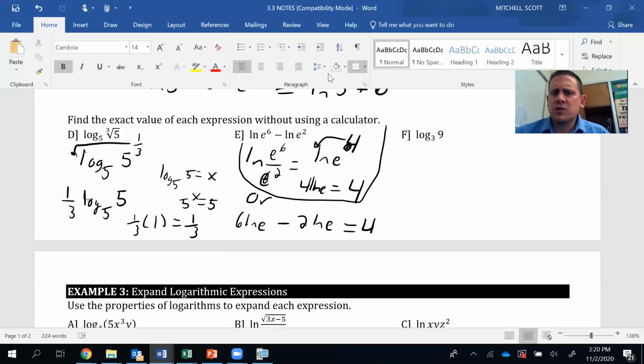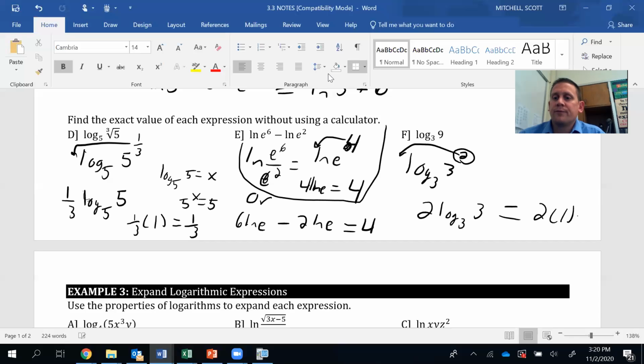Okay, this one's thrown in here a little bit just to think about. You could do wagon wheel, or you could think of 9 and 3. Can we make the base the same as the other number? Isn't 9 3 squared? So it's log, well, first we write the 2 out front. So 2 log base 3 of 3. What's log base 3 of 3? Well, what was log base 5 of 5? 1. So it's log base 3 of 3, 1. So it's 2 times 1.